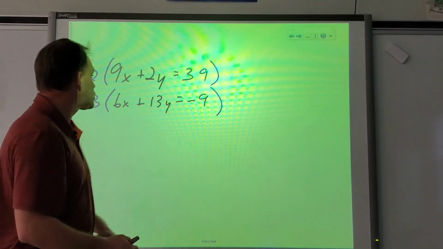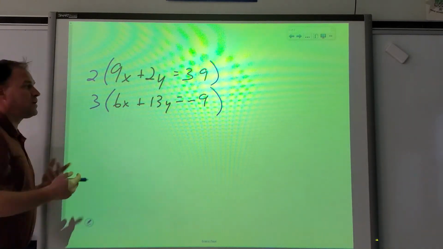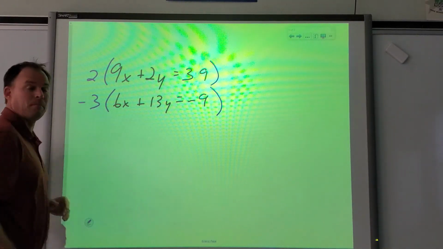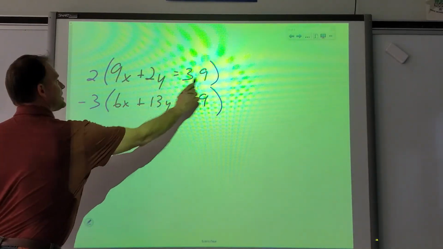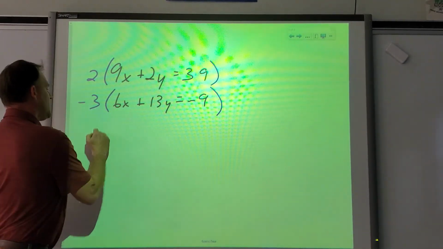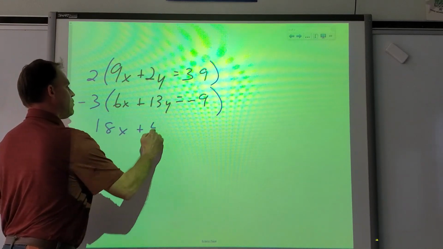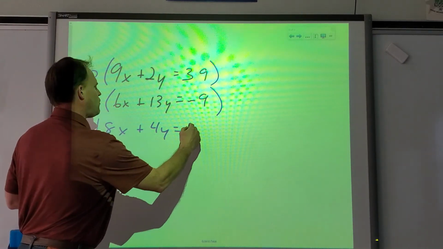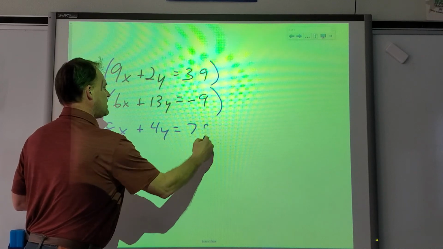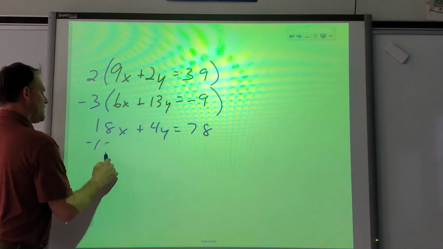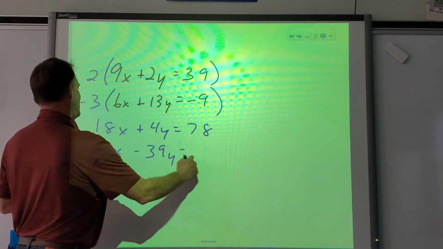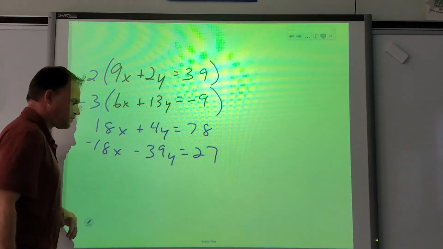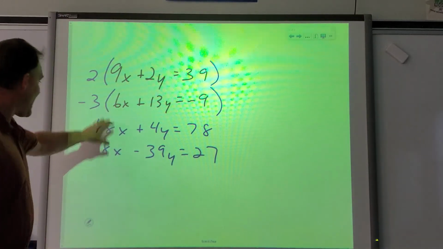No. So, I need to pick one of them to be opposites. I'm going to go with the minus down here. Watch what happens. This, multiply all of it. 18x plus 4y equals 78. Negative 18x minus 39y equals 27. There you go. Now I have opposites.